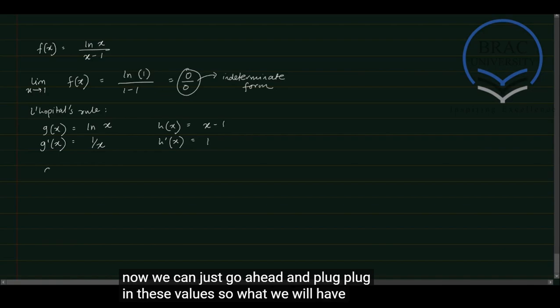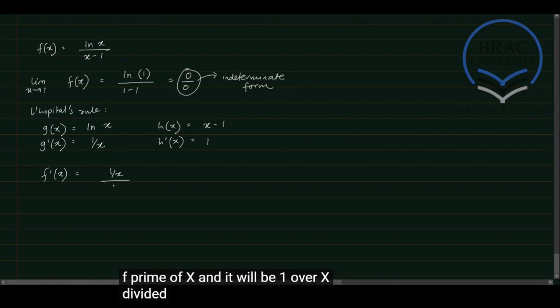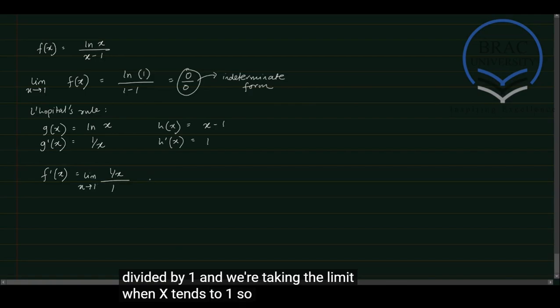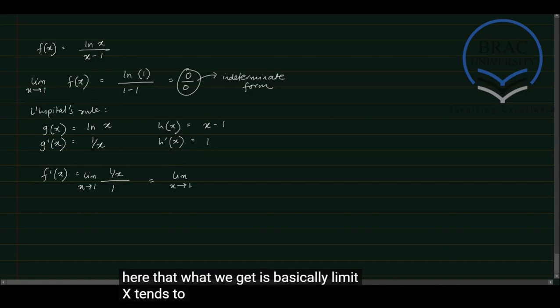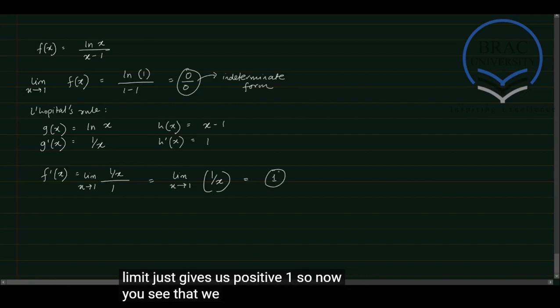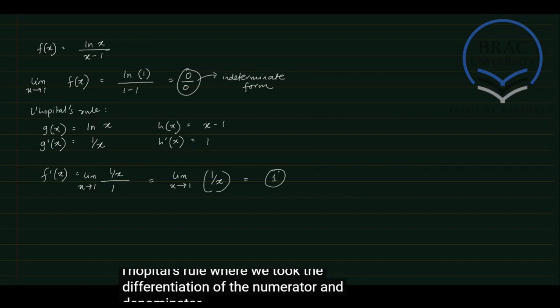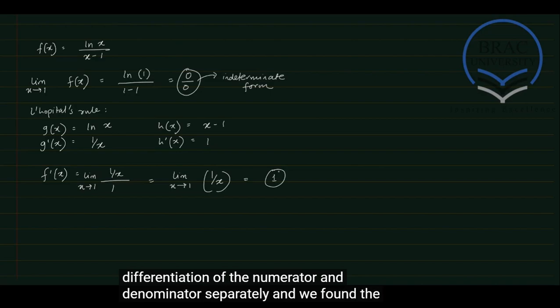What we will have is f prime of x, which will be 1 over x divided by 1, and we're taking the limit when x tends to 1. You can see from here that what we get is basically the limit as x tends to 1 of 1 over x, and imposing the limit just gives us positive 1. So now you see that we avoided the indeterminate form by using L'Hopital's rule, where we took the derivative of the numerator and denominator separately, and we found the answer to be 1.